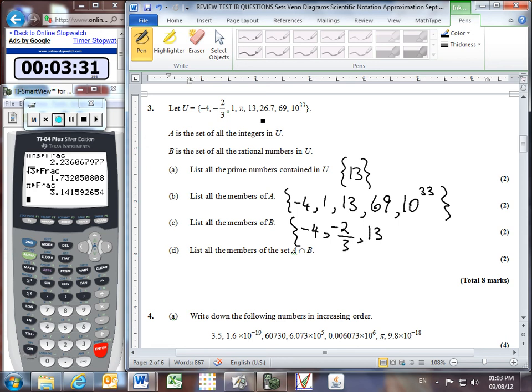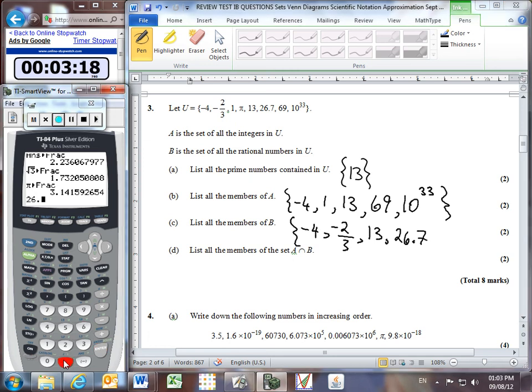Now have a look at 26.7. It's a decimal number that terminates. It doesn't go on forever. So automatically, I know that it can be expressed as a fraction. And I think the calculator can demonstrate this for us. If I did 26.7, converted it into a fraction, and, come on calculator, think about it. There we go, it's 267 over 10.